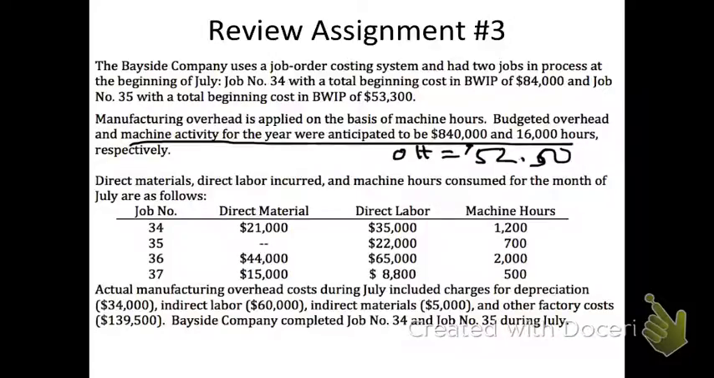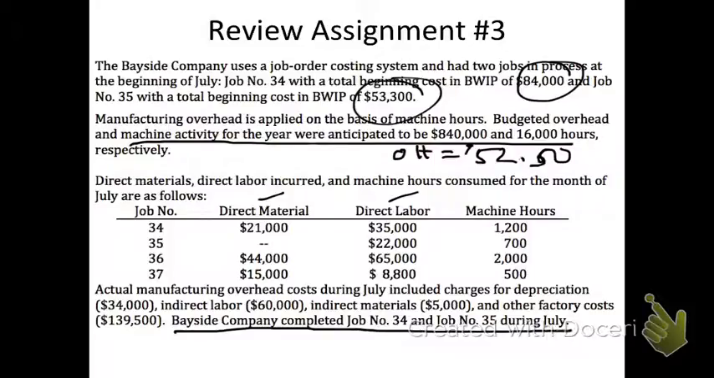And so in this situation, job order costing is where I have distinct jobs and I have unique things that I'm making here, and so each job is different. So at the beginning of July, I had already started jobs 34 and 35, and I'd already incurred 84,000 material, labor, and overhead on job 34, and 53,300 in material, labor, and overhead in job 35. And so during July, I added these costs for materials, labor, and I incurred these machine hours on the jobs. And so this question is asking, what is the cost of goods manufactured for July?